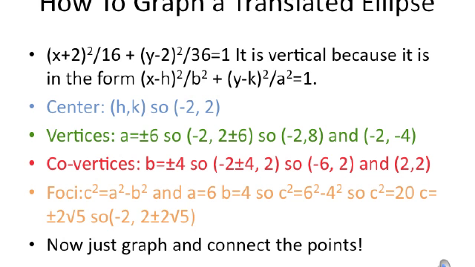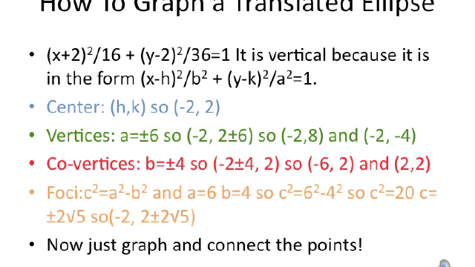A equals positive, negative 6, and we add that to the k value, so our final vertices are negative 2, 8 and negative 2, negative 4. B equals positive, negative 2, and we add that to the h value, so our final co-vertices are negative 6, 2 and 2, 2.